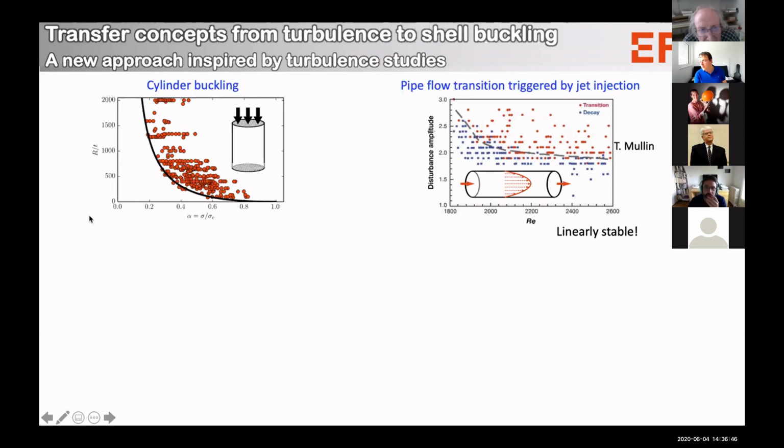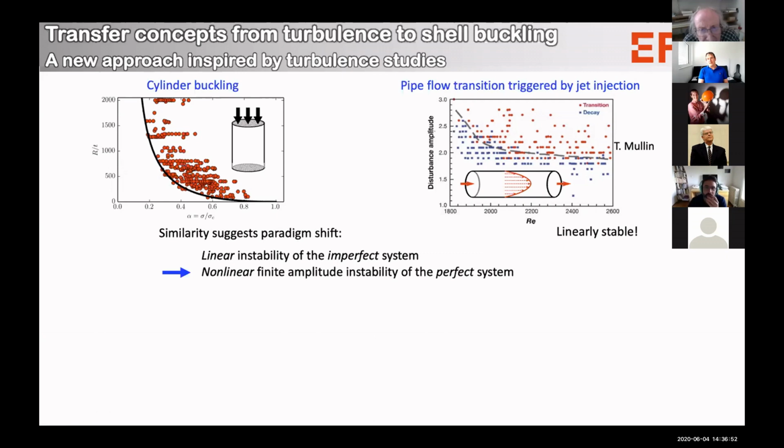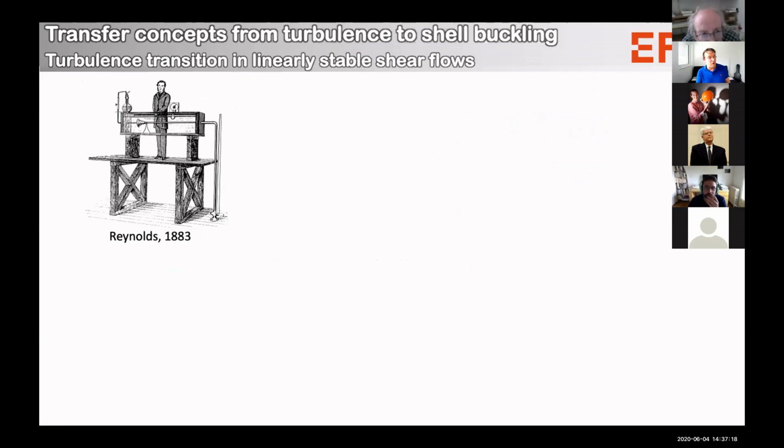Now, that suggests a paradigm shift. The idea would be that we try to understand buckling not as a linear instability of an imperfect system, but, like shear flow transitions in fluid dynamics, as a nonlinear finite-amplitude instability of the perfect system. So let me tell you what I have in mind from the fluids perspective again. If you look at pipe flow, studied for a long time, this is Osborne Reynolds' famous experiment, where he visualized the state of the flow by a streak of dyed fluid entering here at the pipe.